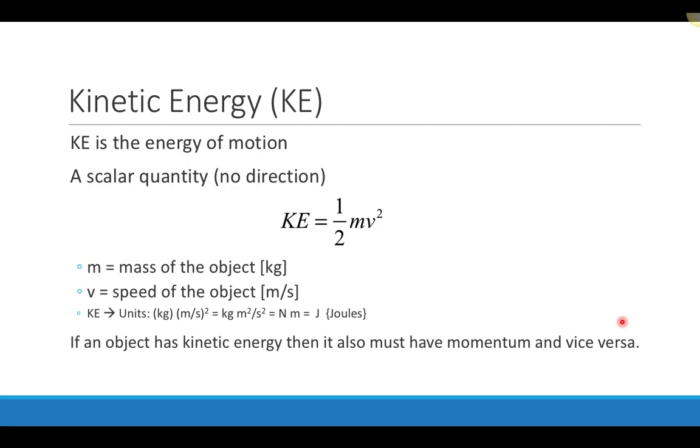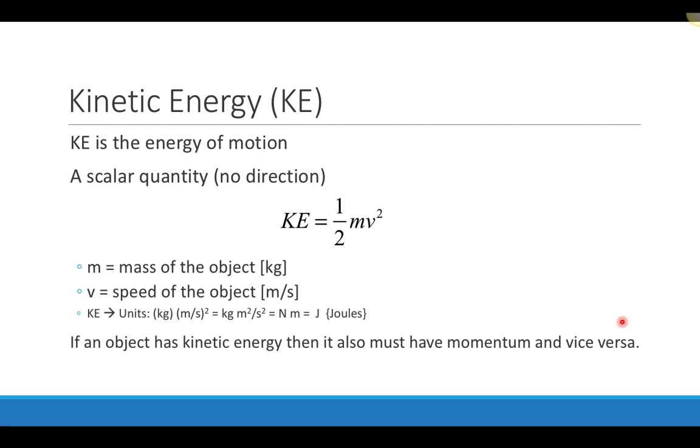Okay, so we know what potential energy is. Potential energy, gravitational potential energy, is energy due to position above some reference. And so now we can define kinetic energy. Kinetic energy is energy due to motion. It's also a scalar quantity. It's always going to be a positive number.